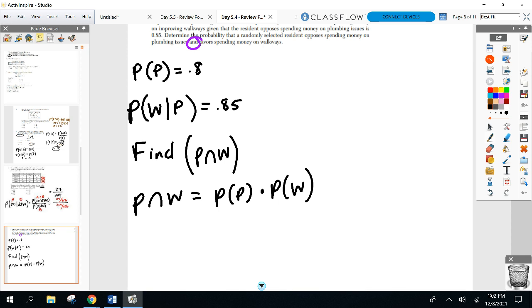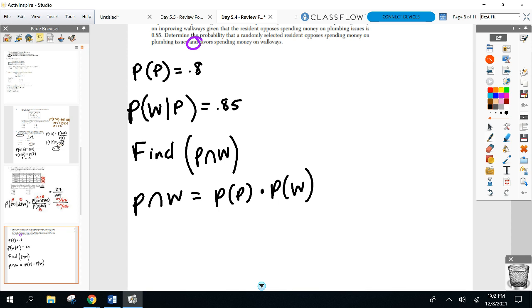Now that I look at this, I probably shouldn't have approached it this way, but you can use the given equation to find the and. I don't know if we're going to be able to. I know we know P of P is 0.8. I don't know if we're going to find the W though. How are we going to find W?